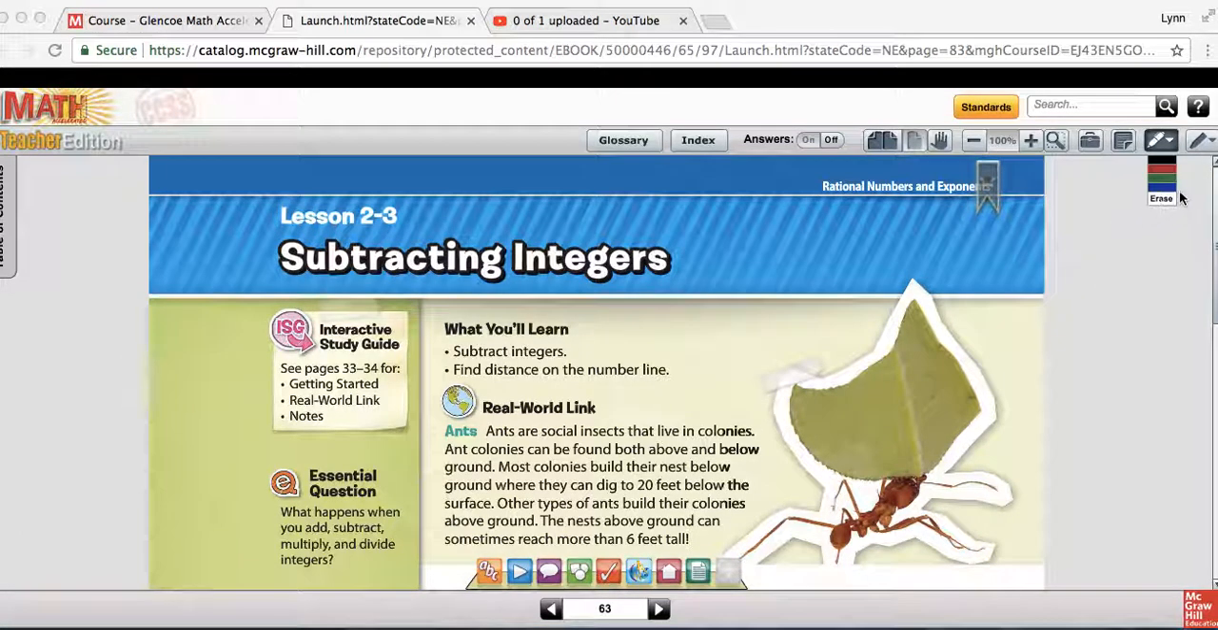In Lesson 2-3, you'll be revisiting the concept of subtracting integers. My guess is that you've had some experience with subtracting integers in the past. You just need a little bit of refresher, especially when you're subtracting negative numbers. So what you'll learn is how to subtract integers and find the distance on a number line.